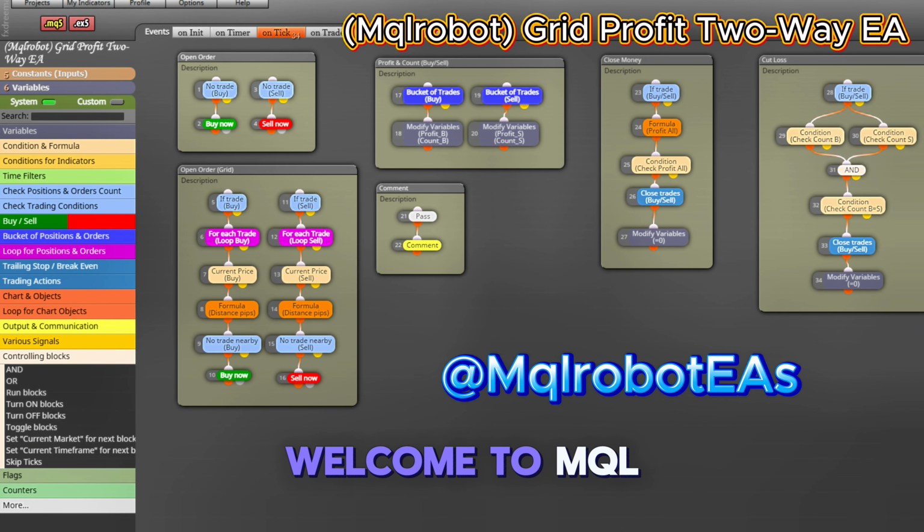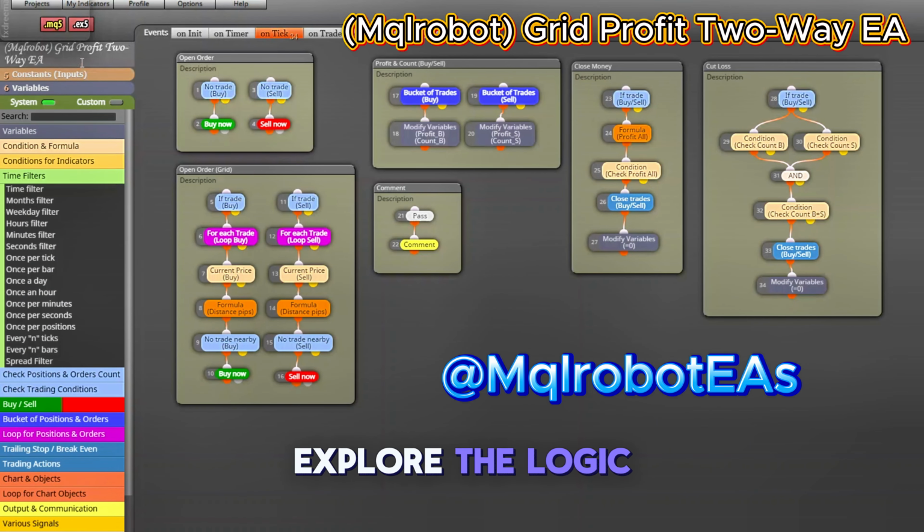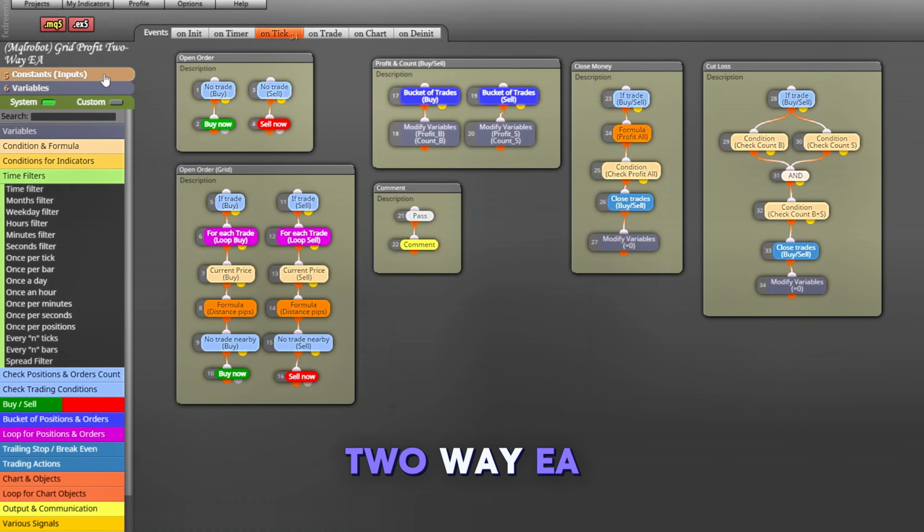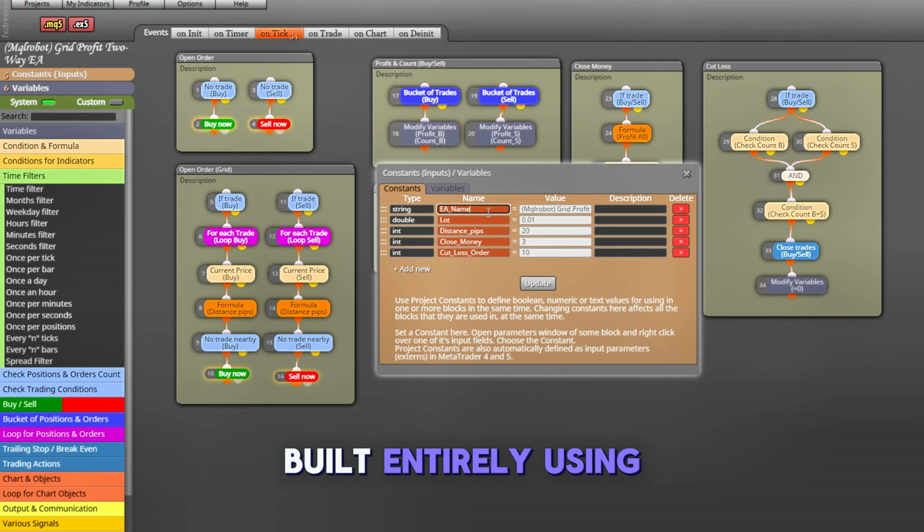Welcome to MQLrobot EAs. In this video, we're going to explore the logic behind the Grid Profit two-way EA for MetaTrader 5, built entirely using FXdreema, a powerful no-code development tool for creating algorithmic trading systems.